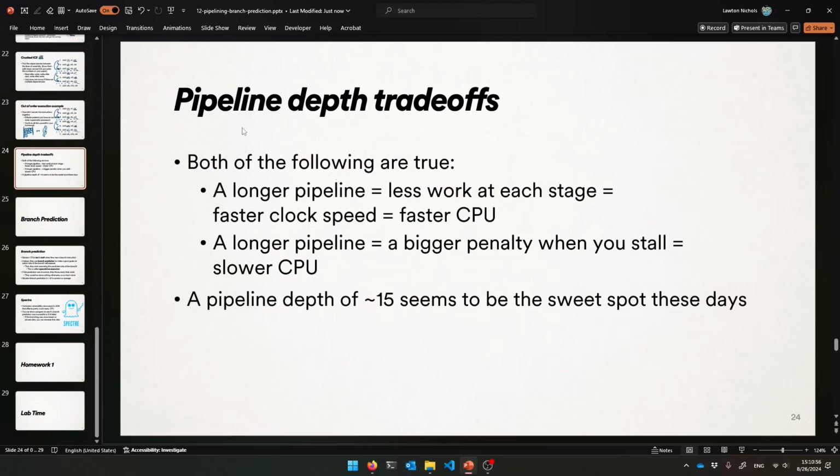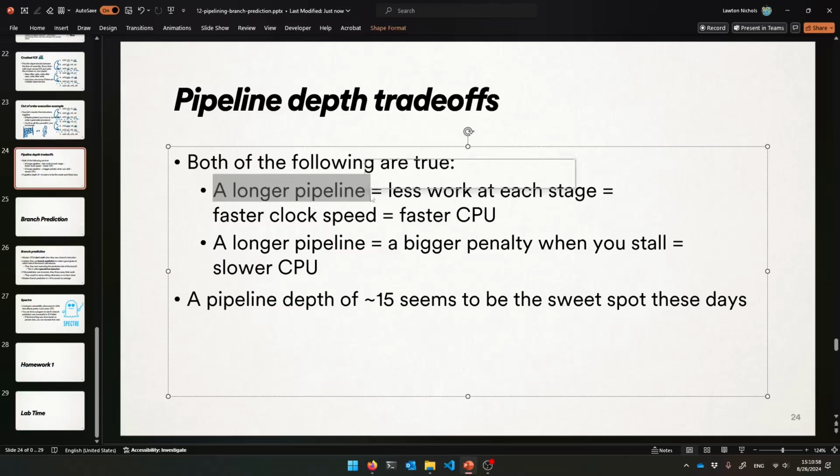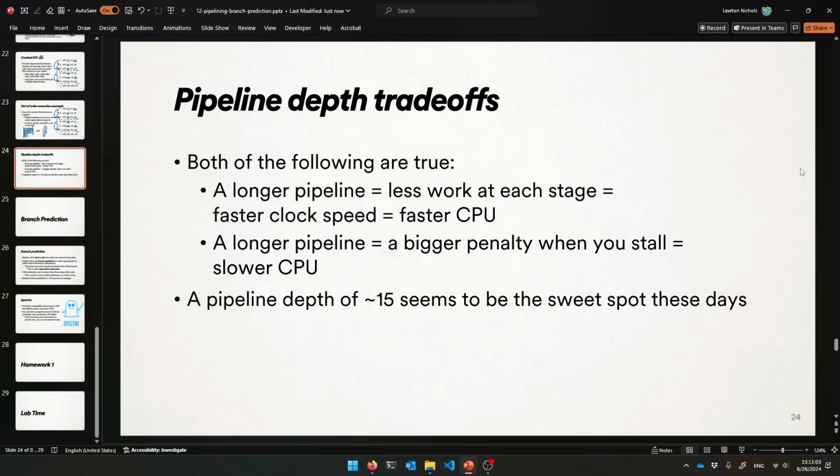All right. So when you make a longer pipeline, that means you have less to do at each stage, which means you can have the CPU switch over faster because you don't have to move information as far. The clock speed could be faster, which means that the CPU itself is faster. It doesn't have to do too much. It doesn't have to move things from far away on the CPU to somewhere else. So that's a pro of a longer pipeline.